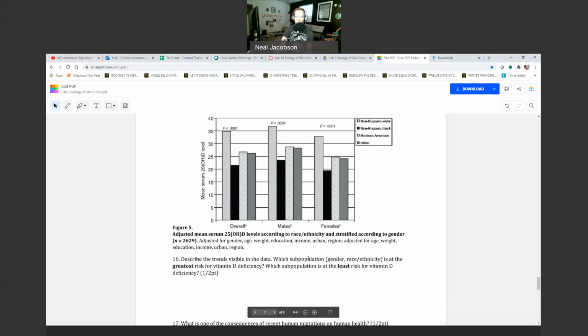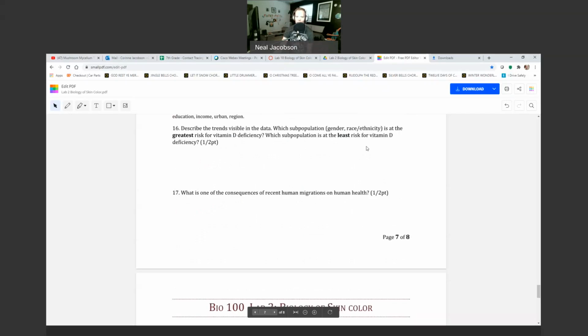So which subpopulation, gender or race or ethnicity, is at the greatest risk? Well, which one has the lowest levels of vitamin D? It's the non-Hispanic black people. Look, the bars are way lower. And which one is at the least risk for vitamin D deficiency? Non-Hispanic whites. So you could say that non-Hispanic white people have higher vitamin D. They're less likely to have vitamin D deficiency, but they're more likely to have lower folate levels, right? And if you look at non-Hispanic black people, their vitamin D levels will be lower, but their folate levels will be higher. So that's your trade-off.